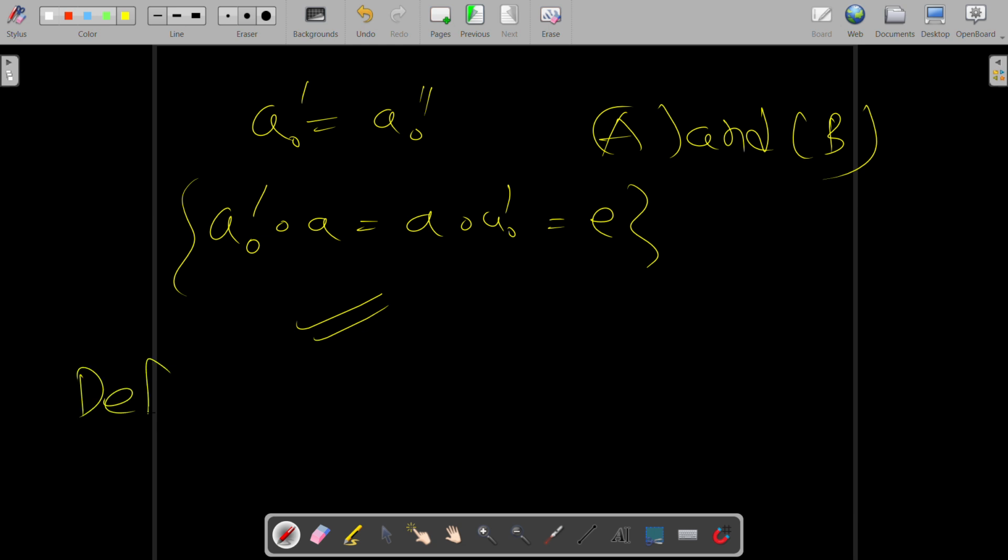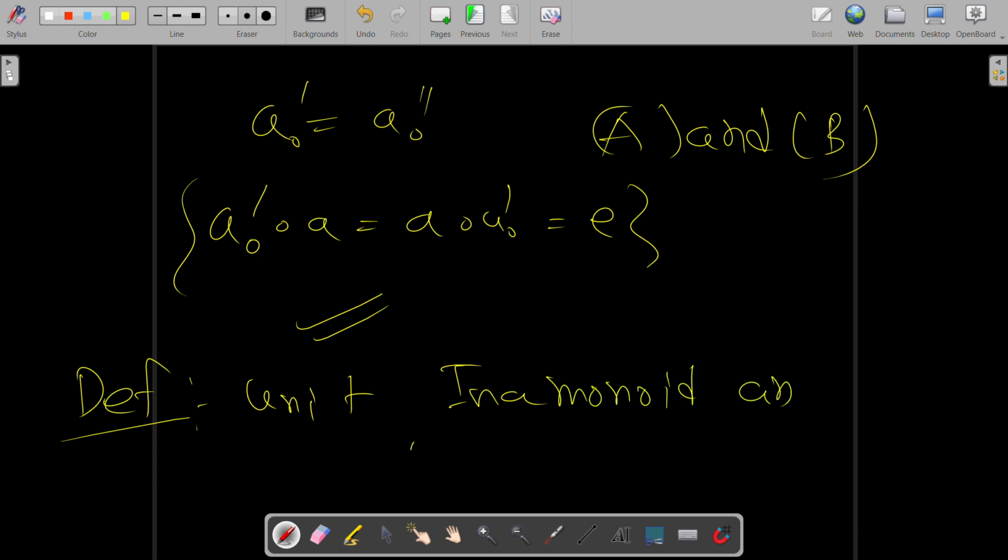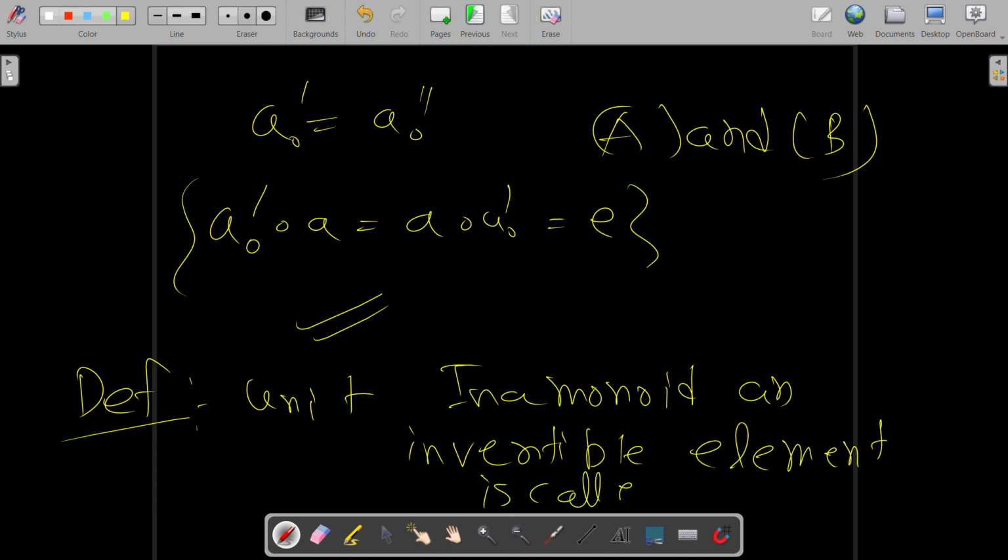Now there is a definition of unit. What is a unit? In a monoid, an invertible element is called a unit. So any element in a monoid which is invertible is called a unit. So I will end this lecture up to here.